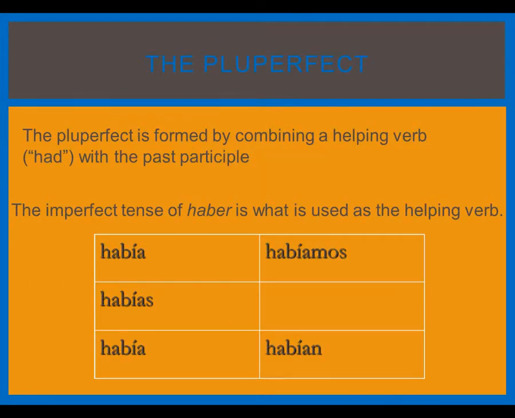The conjugations of the pluperfect are very similar to the present perfect. So if you've done the present perfect, it's simply remembering that the verb haber, which is the auxiliary verb, had, is going to be conjugated into the imperfect tense. The conjugations are había, habías, había, habíamos, habían.